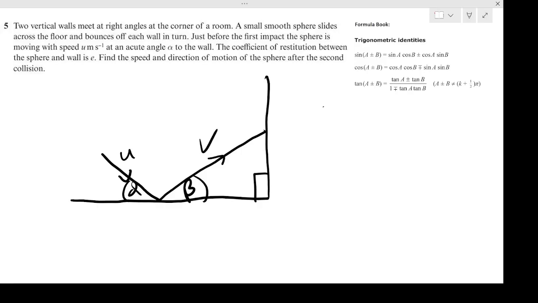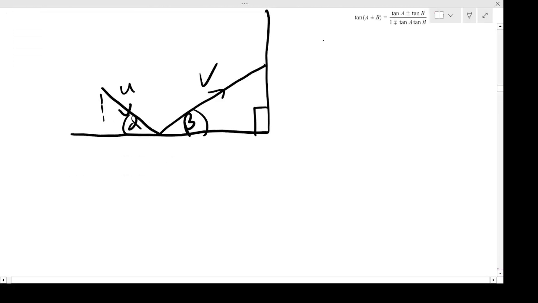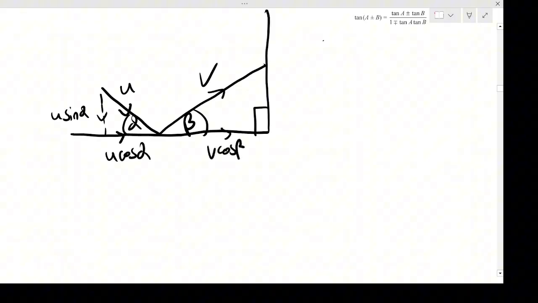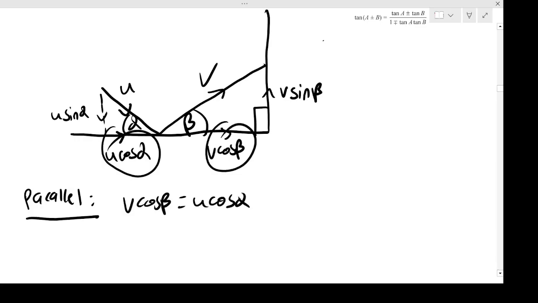So again, we're going to do the same situation. If I split up the components first, this is going to be u sine alpha, and then u cos alpha here, then v cos beta, and then v sine beta here. Hopefully happy with that. So again, I'm going to do my two equations. The parallel parts: v cos beta has to equal u cos alpha. That's my first equation.